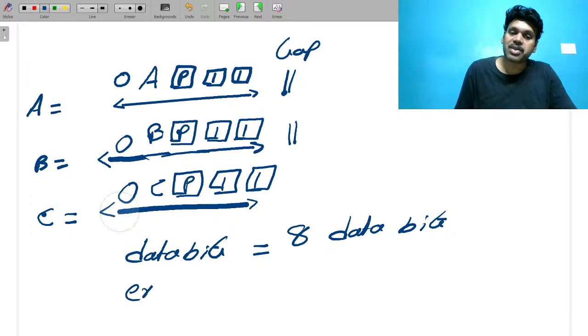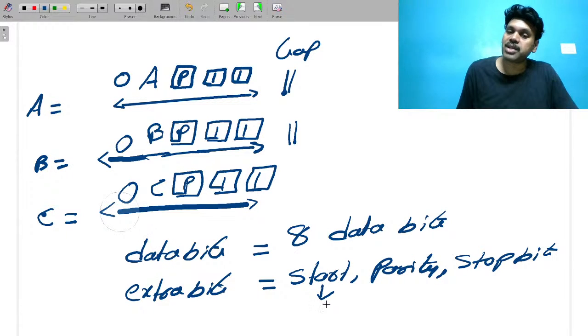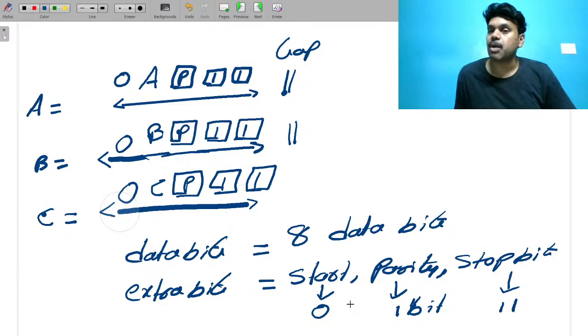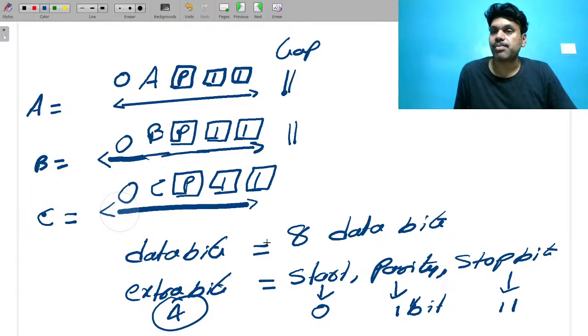And how many extra bits am I using? The extra bits are one start bit, one parity bit, and one or more stop bits. If I take one start bit, that is 0, the parity bit, even or odd, is 1 bit only, and the stop bits are 1 or 2. If I am taking 2 stop bits, altogether I am spending 4 extra bits.